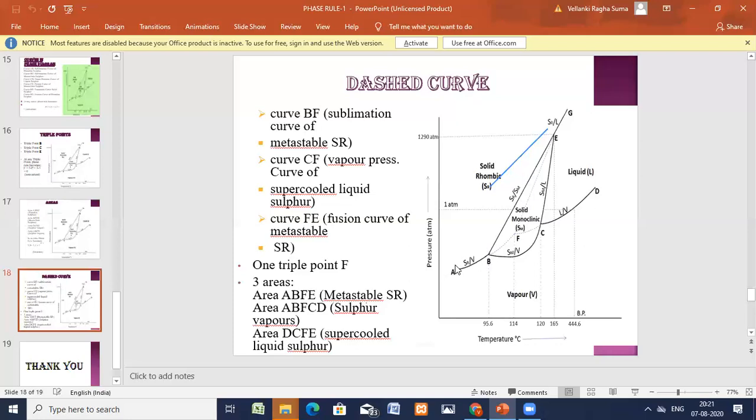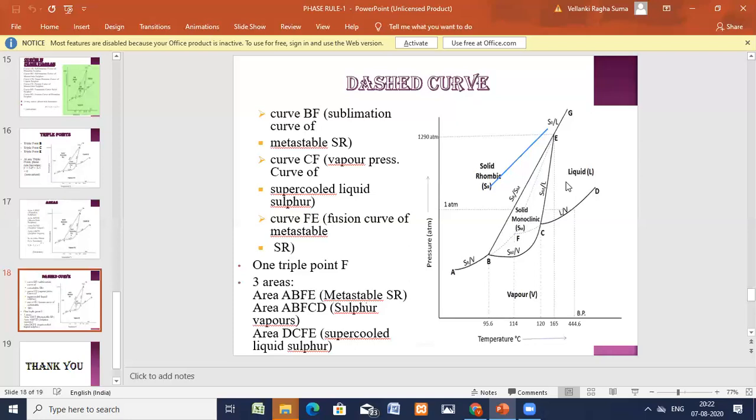Next, A, B, F, C, D. FCD is the sulfur vapor state. Again, area D, C, F, E is the supercooled liquid, the supercooled liquid of the sulfur. So this is the way the sulfur exists in 4 forms, different phases, and we have applied the phase rule.